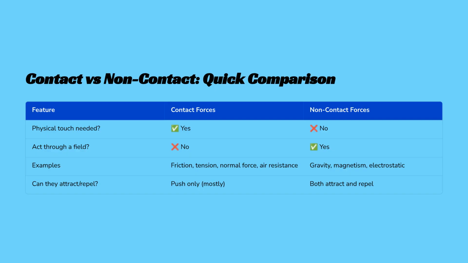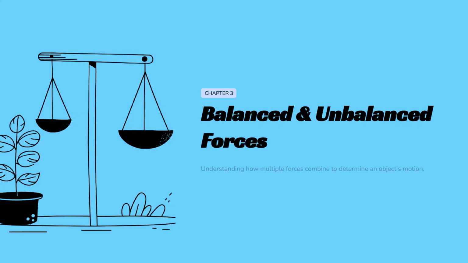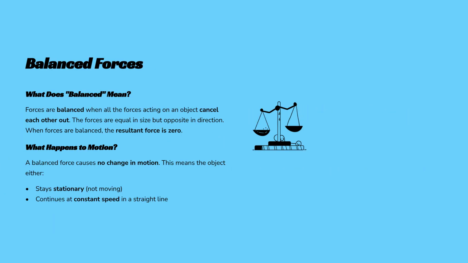Moving to Chapter 3, Balanced and Unbalanced Forces. Understanding how these forces interact is key to predicting an object's motion. Balanced forces occur when individual forces cancel each other out, leading to a resultant force of 0. If forces are balanced, an object will remain stationary or continue moving at a constant speed in a straight line.